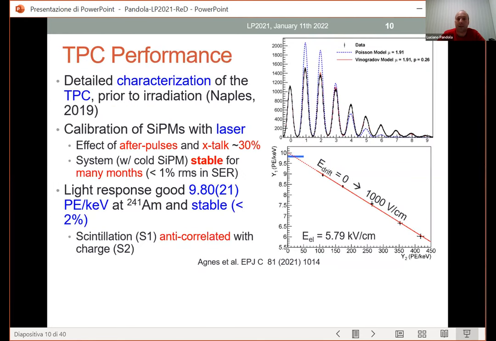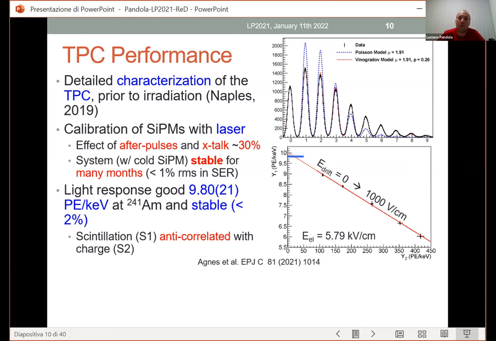Before putting this detector under the beam irradiation, we did quite a long characterization work. This took place in Naples in 2019. We calibrated with laser, gamma, and neutron sources, to make sure that we know the detector and keep it under control. We also demonstrated that the system with the silicon PMs is stable on a time scale of months, which was not trivial before. The light yield is about 10 photoelectrons per keV, and it was demonstrated to be stable within a couple of percent.